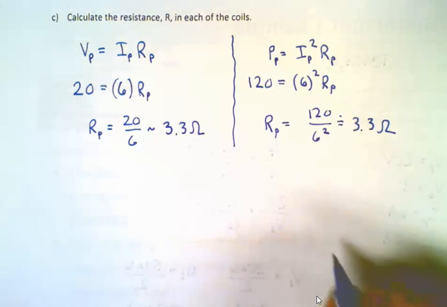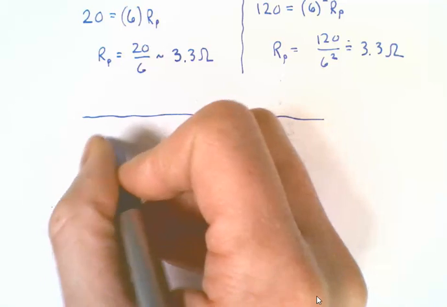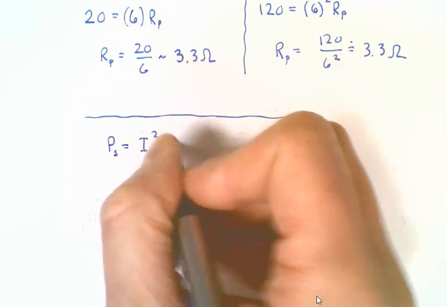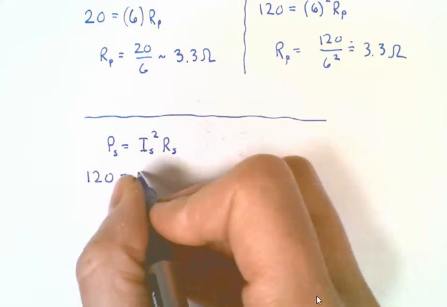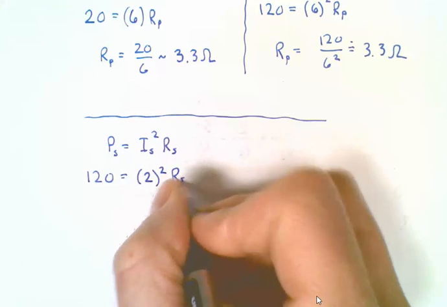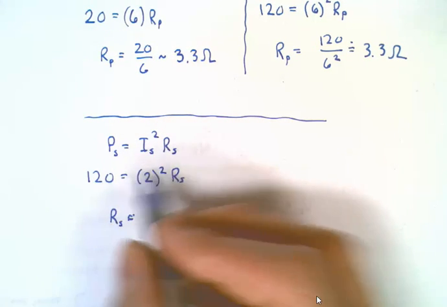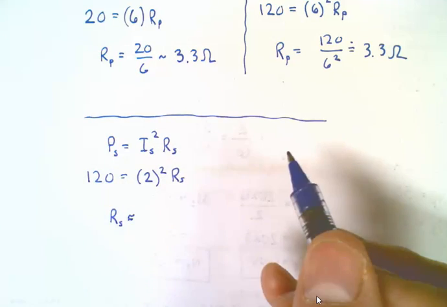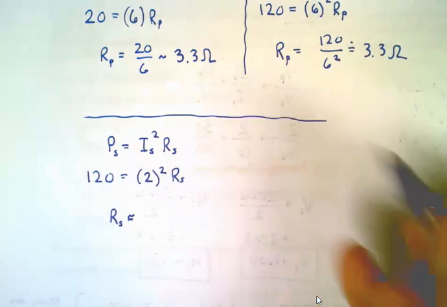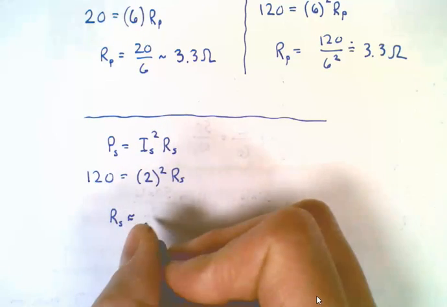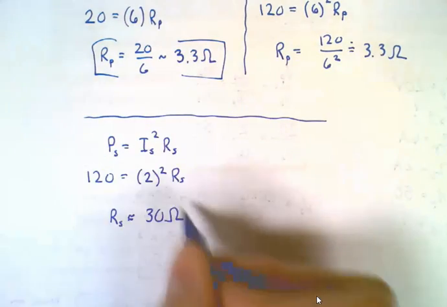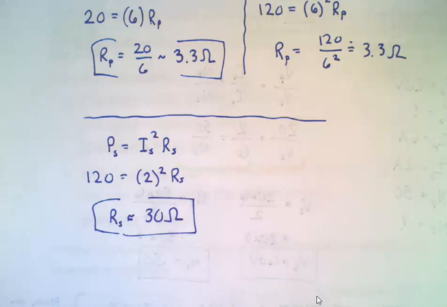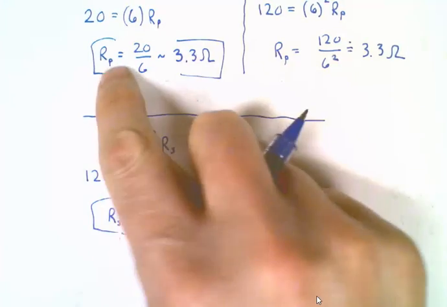So for the secondary side, I'll pick the power on the secondary side is the current on the secondary side squared, like so. So 120 is the same as the power on the primary side. Remember, that's a key point. Divided by 2 squared. So RS is 120 divided by 2 squared, which is 120 divided by 4, so you end up with 30 ohms. So the primary side had 3.3 ohms and the secondary side had 30 ohms for the resistance. And notice the subscripts are really important, don't forget those.